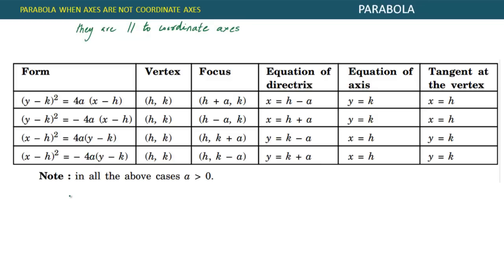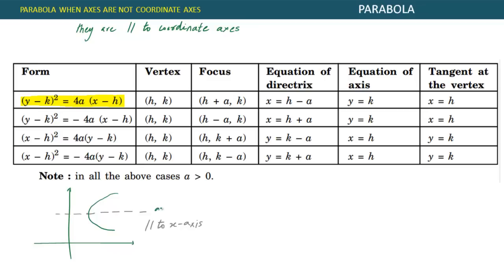How can you say this? Let me draw it like this. This is the coordinate axes. Now the parabola is something like this. Its axis of symmetry is not the x-axis; in fact, the axis of symmetry is something like this. It is not the x-axis, it is parallel to the x-axis. So if the axis of symmetry is parallel to the x-axis, your equation of the parabola would be of this sort.